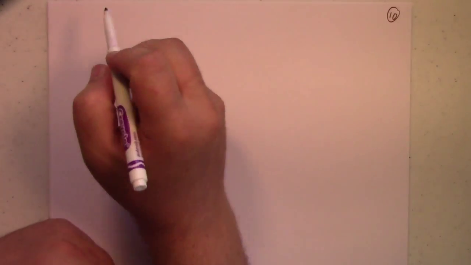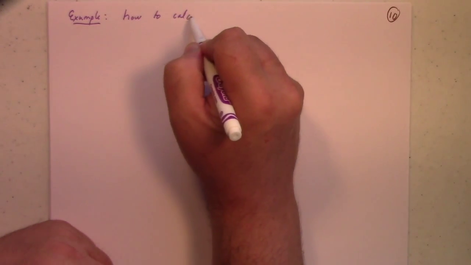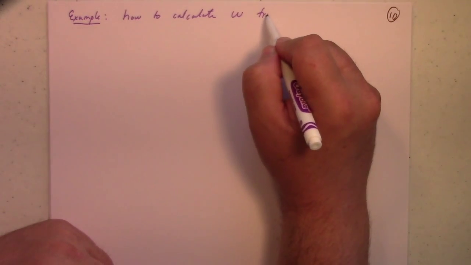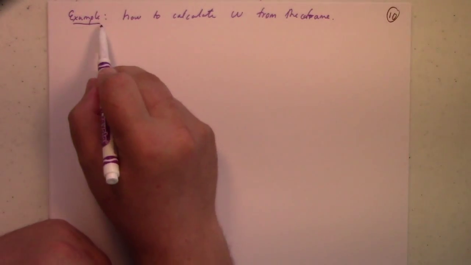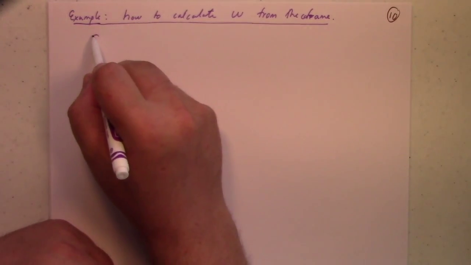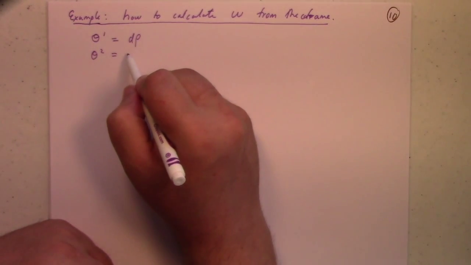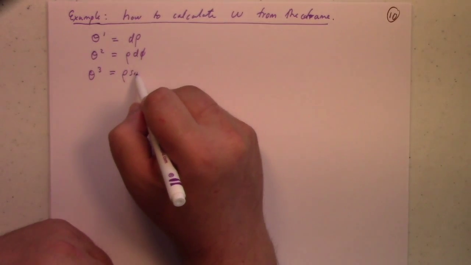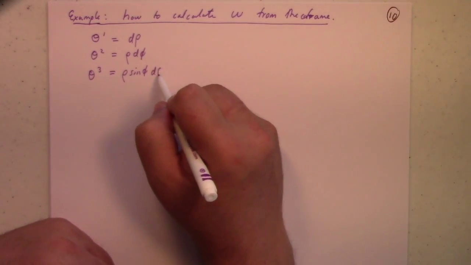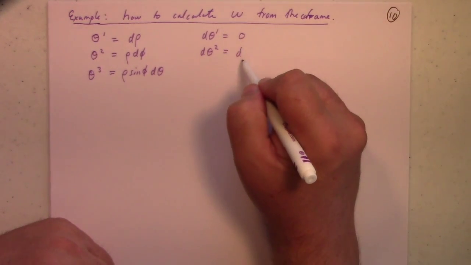Finally, let's take a different look at the structure equations of Cartan. I wanted to show you how to calculate the connection form from the coframe, because that's a different angle we could look at this, right? So I just showed you why it's reasonable to suppose this is a spherical coframe. Theta 1 is d rho. Theta 2 is rho d phi. And theta 3 is rho sine phi d theta.